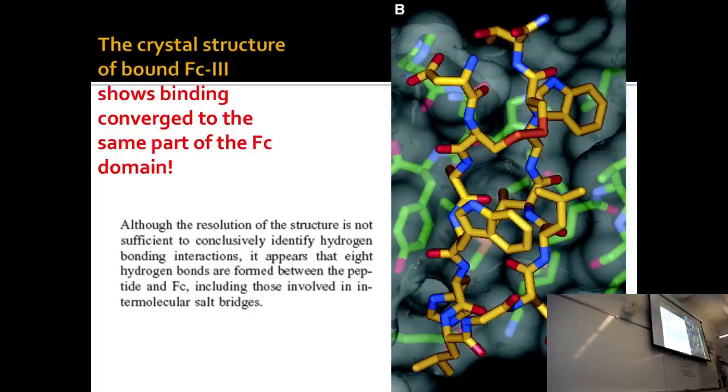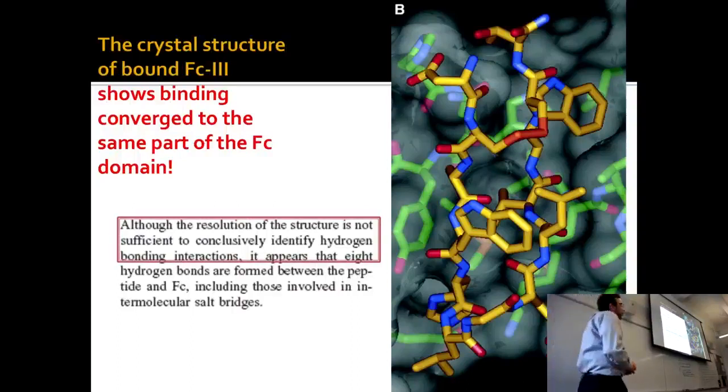So it appears that 8 hydrogen bonds are formed, including those involved in salt bridges. So there are salt bridges involved, there's hydrogen bonds, and there's some hydrophobic interactions involved. It looks like every type of interaction is involved in this phage display evolved peptide. Okay, so it's important to remember we're not quite sure about where all these residues are.